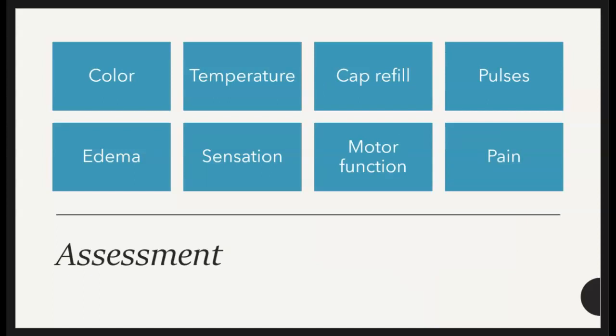When it comes to musculoskeletal injuries, it is all about assessment. And so we really want to keep an eye on these assessment pieces. So the color of the skin, temperature of the skin, cap refill, pulses, especially distal to the injury site, edema or swelling, if the patient can still feel or have sensation, if they can still move things. Again, distal to the injury is important. So yeah, they could have fractured their ankle, but we still want to see if they can wiggle their toes. And then pain is very important when we're assessing these patients.